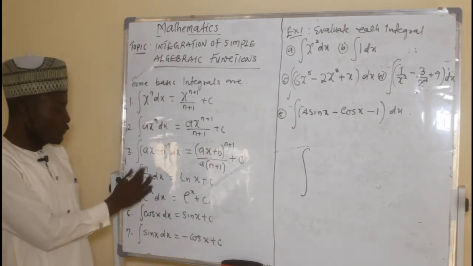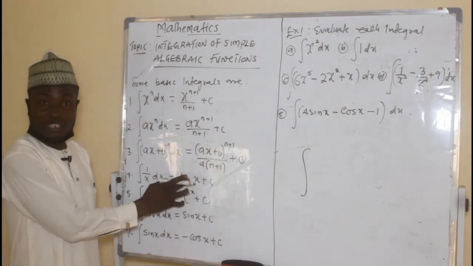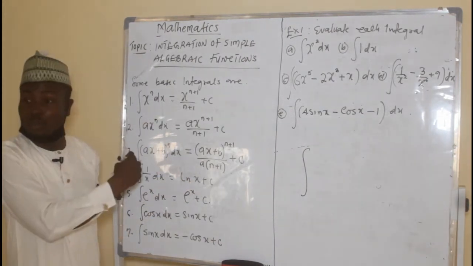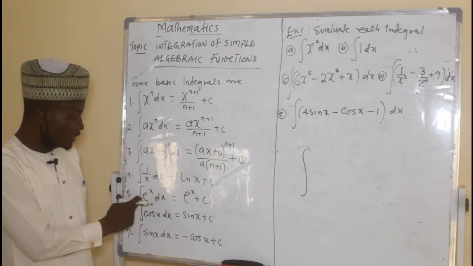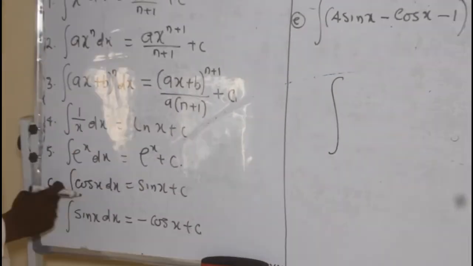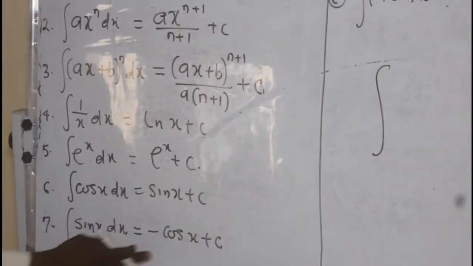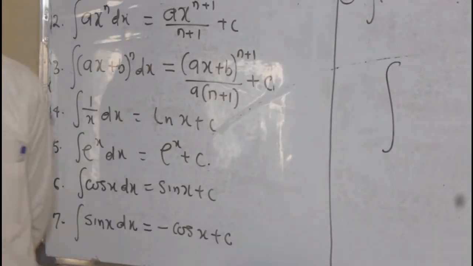The integration of 1 over x is equal to ln x. Don't forget under differentiation, we said the differentiation of ln x is 1 over x. So it's a reciprocal. Integration of exponential x still remains exponential x. Then integration of cos x is equal to sin x, while that of sin x is equal to minus cos x, plus the constant.